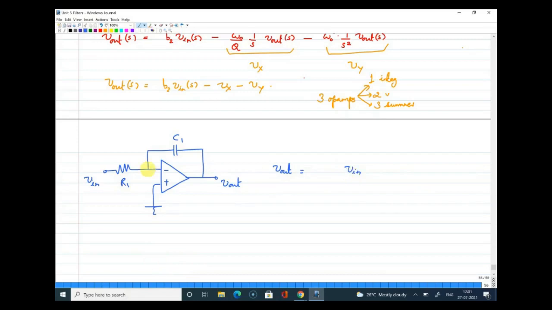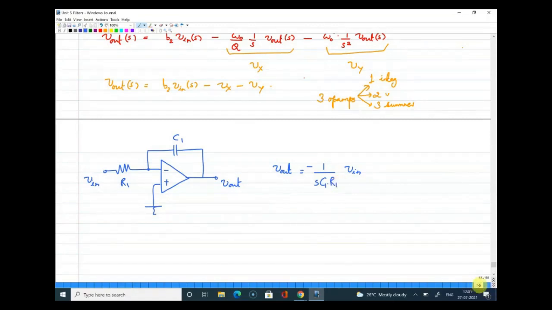Using the virtual short property here, the transfer function is just the gain expression of an inverting amplifier: feedback impedance by input impedance. So it is minus feedback impedance, 1 by SC1, divided by input impedance, R1. So output and input are related as 1 by S into C1 into R1. This is how it is, right?